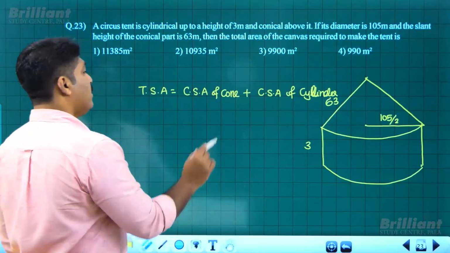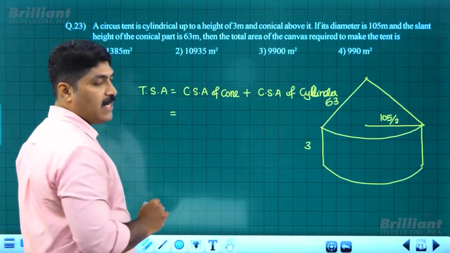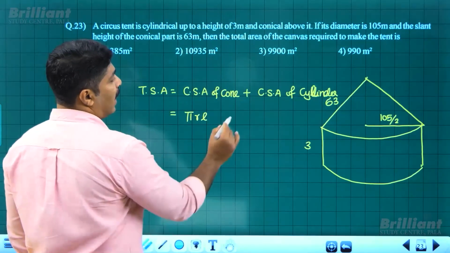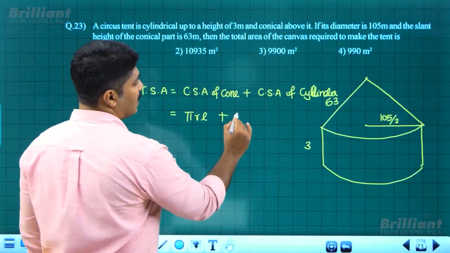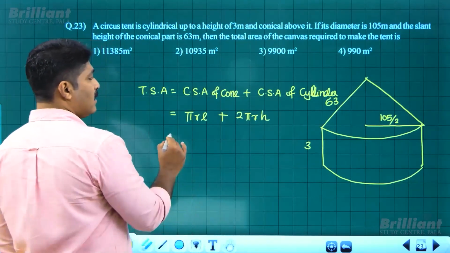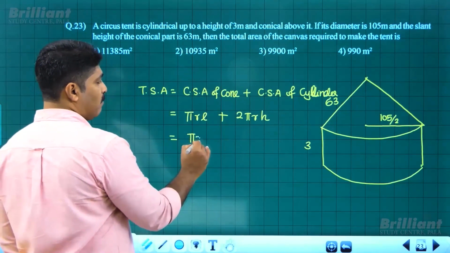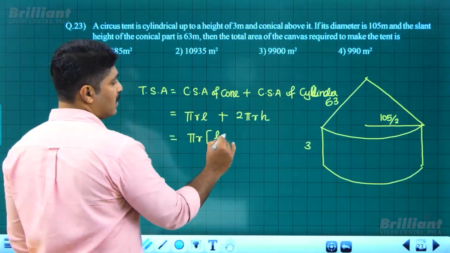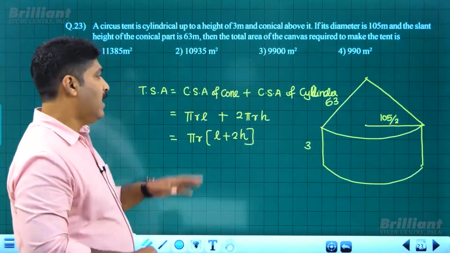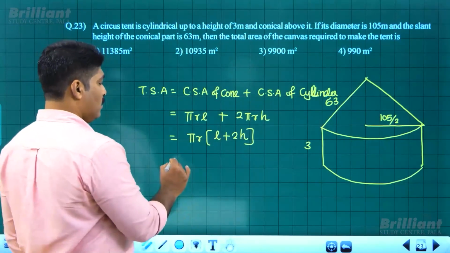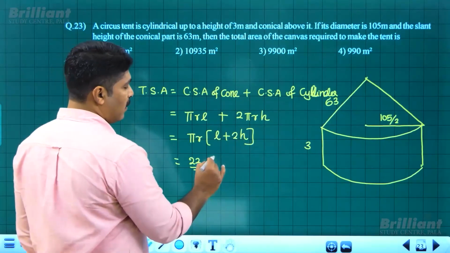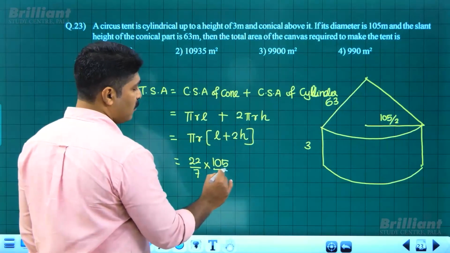So if you are doing this, what is the curved surface area of the cone? That is pi r l. And what is the curved surface area of the cylinder? That is 2 pi r h. So you can take pi r as common. So pi r as common, this is l plus 2h. We can add it like this: l plus 2h. So this is 22 by 7 into r, which we already got, that is 105 by 2.